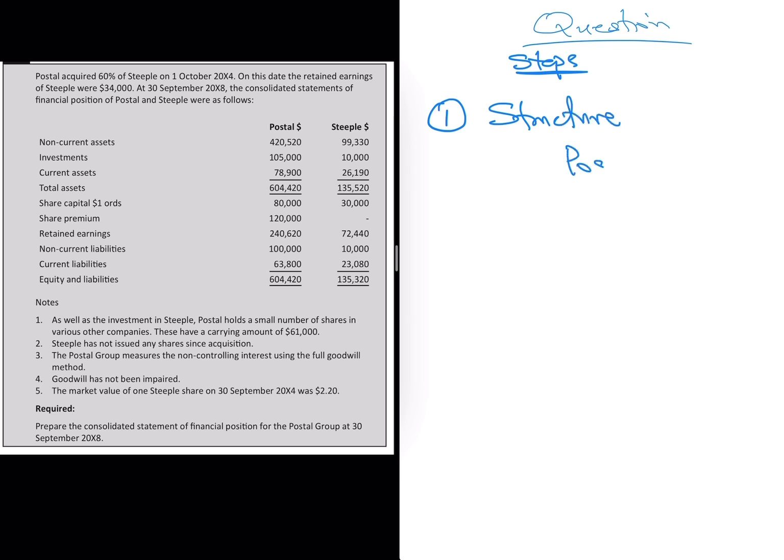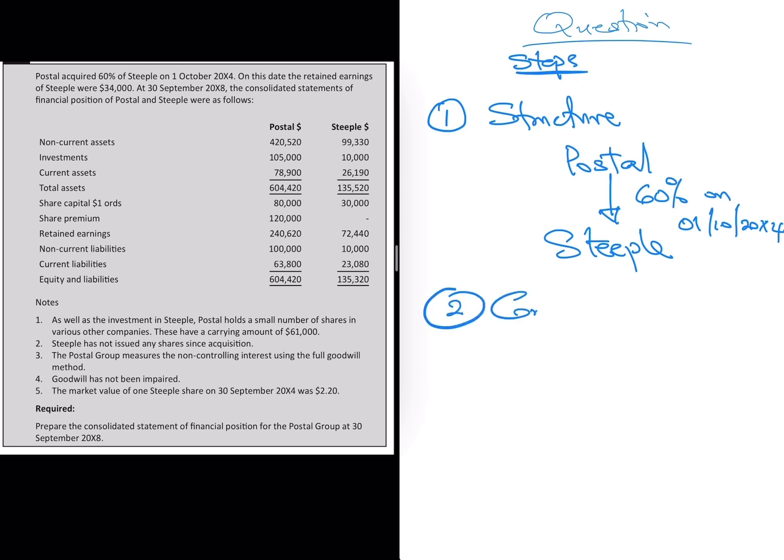So you have a Posta here, and what did you do? He acquired Staple. And what percentage? He acquired just 60%. On what date? On 01 October 20x4. Simple. So you already know that Staple is the subsidiary, which is good. P is Posta, which is parent. Now the second step is to determine what consideration was when the acquisition took place. How much did they pay?